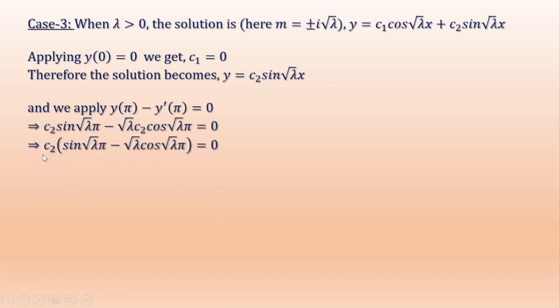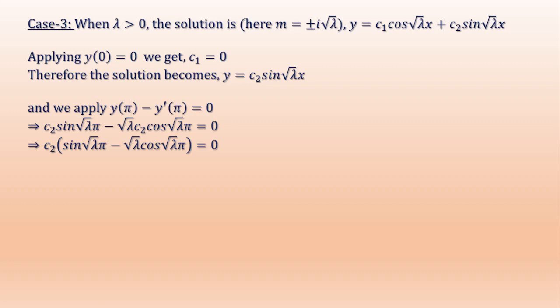Here, we take C2 as common and we get C2 into sine root over lambda pi minus root over lambda cos root over lambda pi is equal to 0. So this will be true if C2 is equal to 0, but that leads to y becoming identically 0. That is, we get a trivial solution as before.